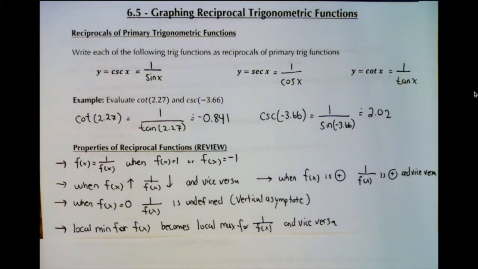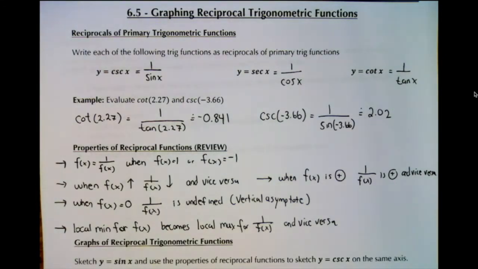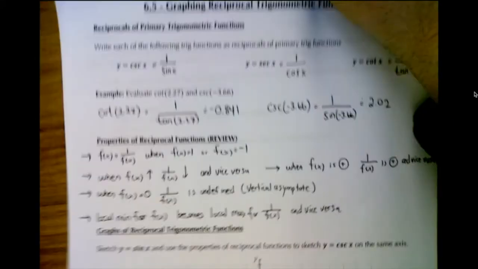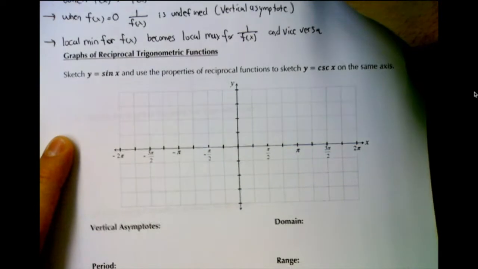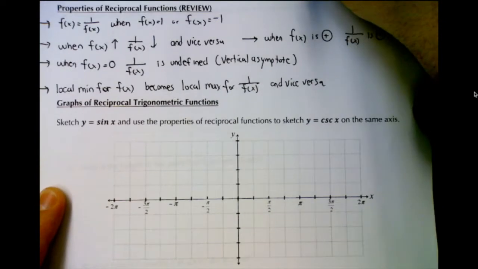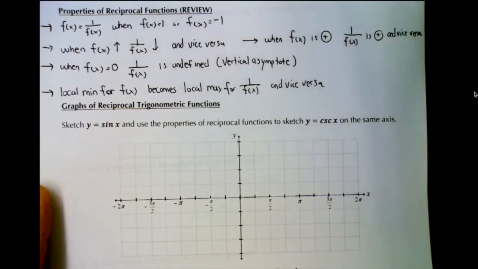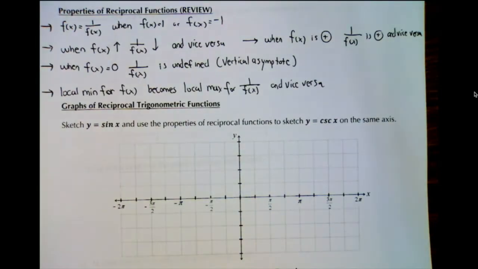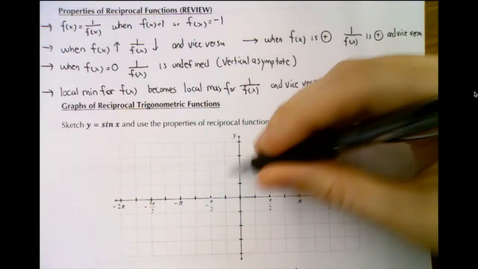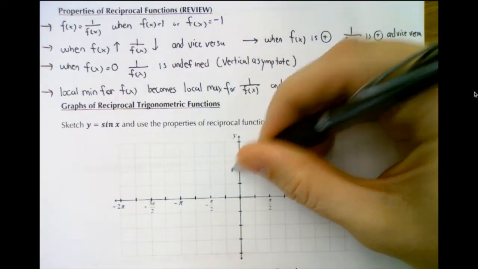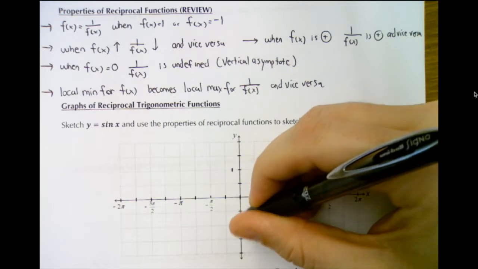So let's try to use these properties to graph a reciprocal. We're going to do cosecant. We're going to start by graphing sine, and then we'll graph its reciprocal using those properties. So we need to remember the key features of sine, and I'm going to use my scale as if that's a half. So this would be 1, and this would be negative 1.